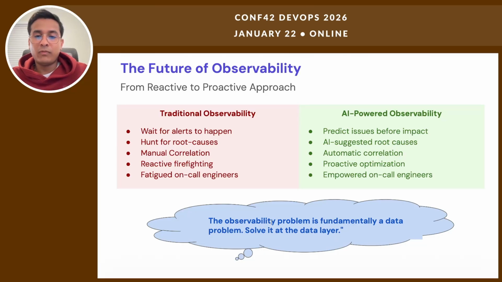So from what we are seeing, the observability problem is fundamentally a data problem, and it should be solved at the data layer, not at the insights layer or the inference layer. So we should try to solve that at the data layer itself.